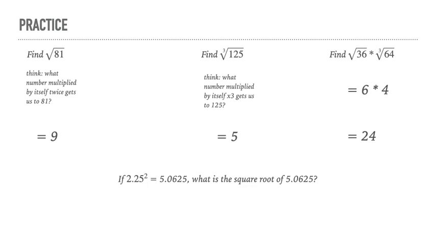If 2.25 squared equals 5.0625, what is the square root of 5.0625? Remember, we should ask ourselves, what number multiplied by itself gives us 5.0625? Well, we're actually given that. It is simply 2.25, because 2.25 times 2.25, or 2.25 squared, is 5.0625.